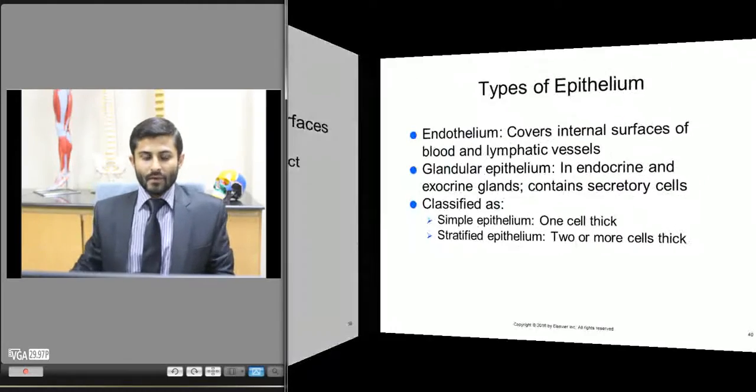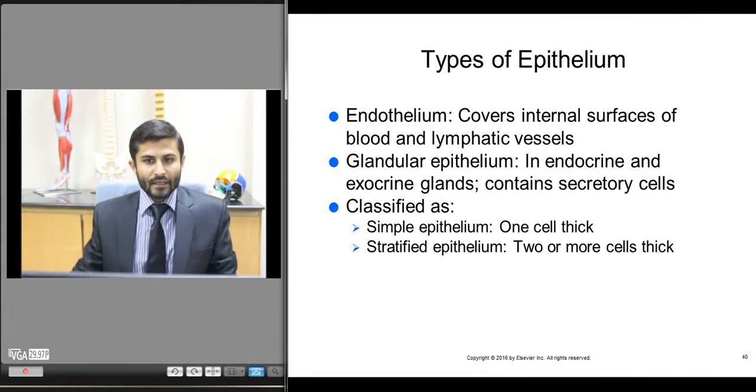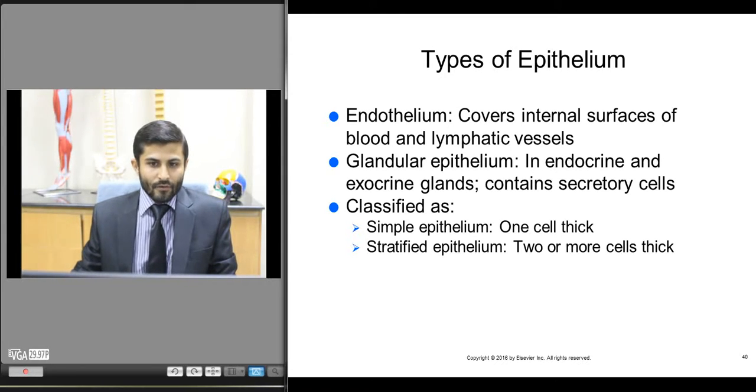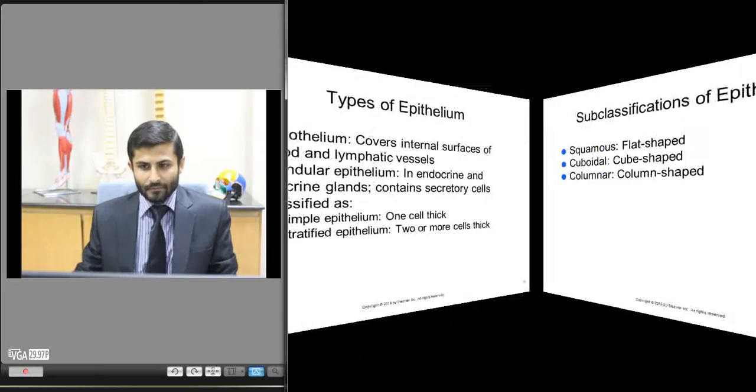If you look at the types of epithelium, we can look for endothelium. They can be glandular epithelium and simple or stratified. Endothelium covers the internal surfaces of the blood and lymphatic vessels. The glandular epithelium in endocrine and exocrine glands contains the secretory cells for secretions. They are classified into simple epithelium, that is one cell thick, and stratified, two or more cells thick.